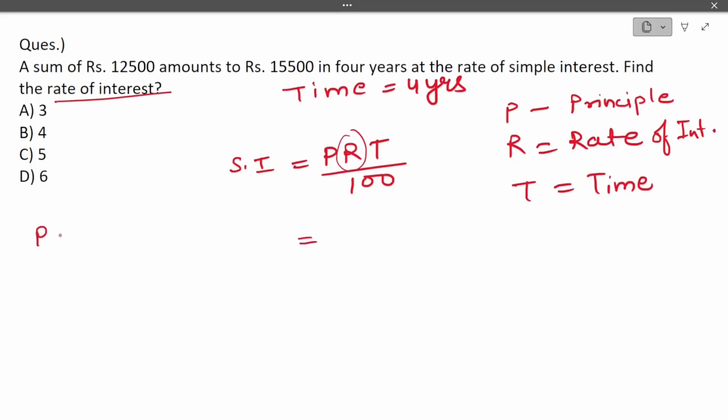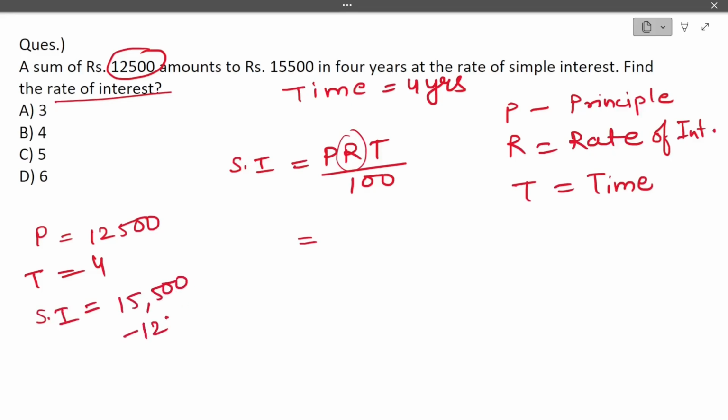The principal amount is already given to us. It is 12,500. Sorry, not 15,000 but 12,500. The initial amount is always the principal amount. Then we also have the time, 4 years, and simple interest we can simply calculate. It is 15,500 minus 12,500, which is going to be 3,000. So simple interest we have also found out.